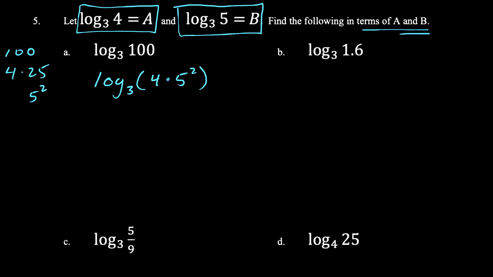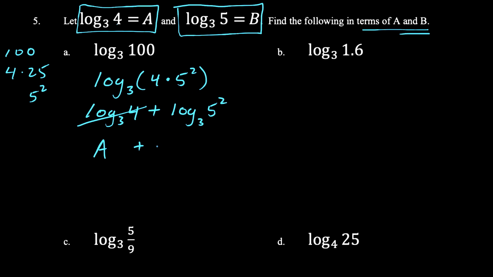Now, you should recognize we have the idea of multiplication, right? So the log of a product. And if you reference the rules we started with, that's going to break down to an addition problem. So log base 3 of 4 plus log base 3 of 5 squared. So we have the log base 3 of 4 that we were looking for, so we can replace that with the letter a.